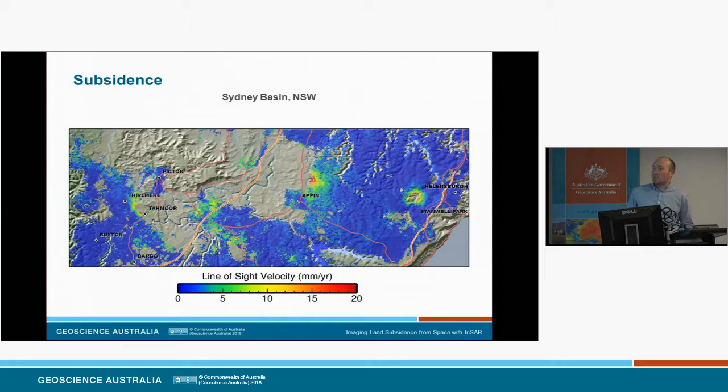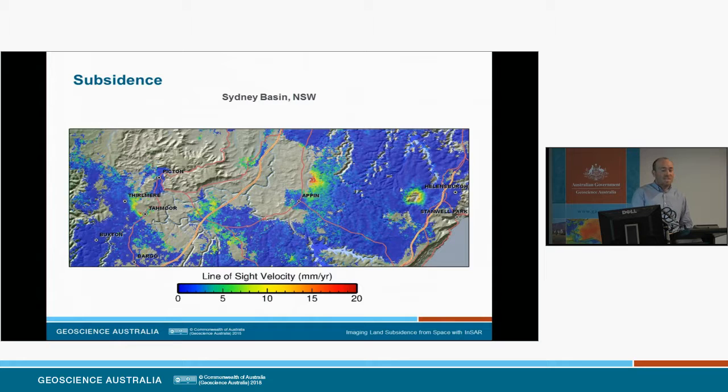And what you can see there is there are a few spots where we see pretty high velocities, so up to 15 to 20 millimeters per year. These anomalies are actually associated with longwall coal mining in this region, where coal is being extracted in the subsurface from a seam of about 3 meters thick. And when that coal is extracted, we're actually seeing a subsidence at the surface.